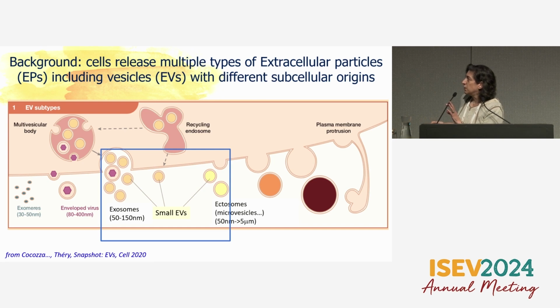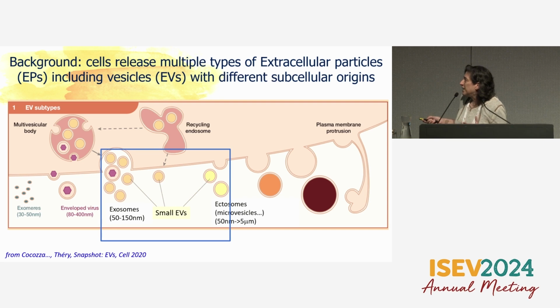It's generally considered as between 50 and 150 nanometers, more or less. But this size can also be the size of the smallest vesicles that bud off the plasma membrane, which in fact we like to call now ectosomes rather than microvesicles, because the term microvesicles has been used for a little bit of everything.